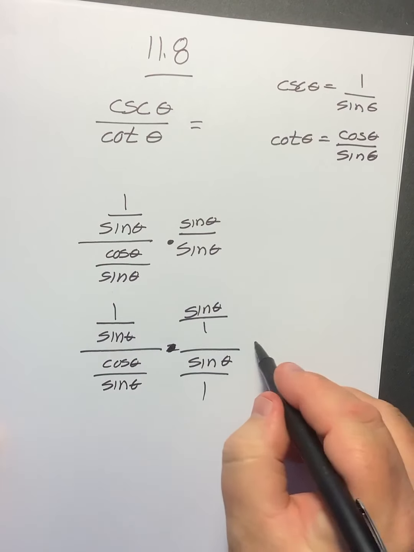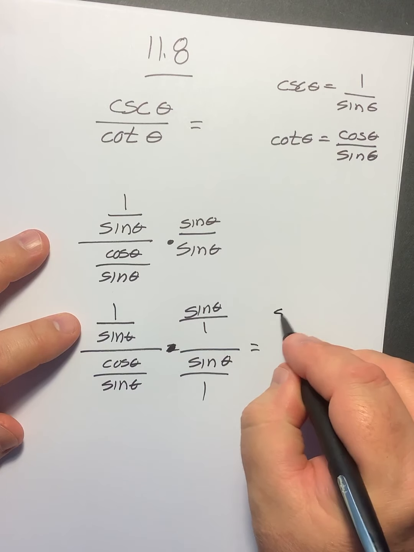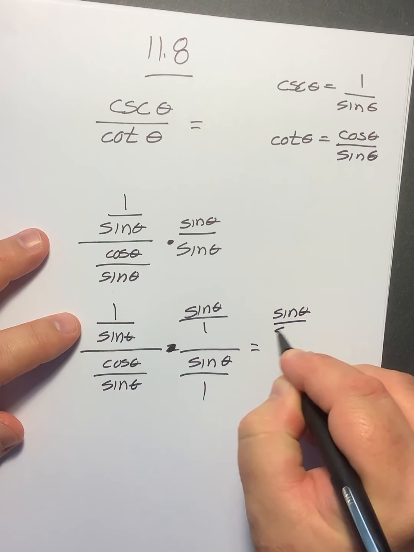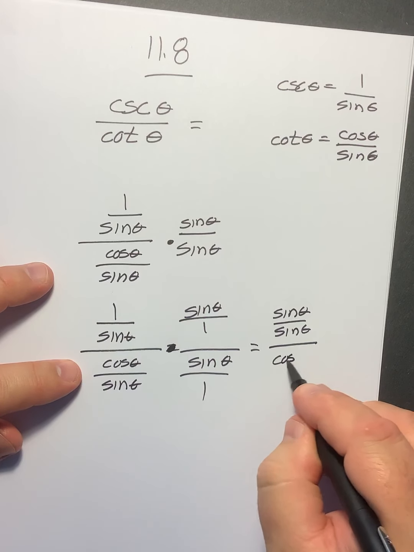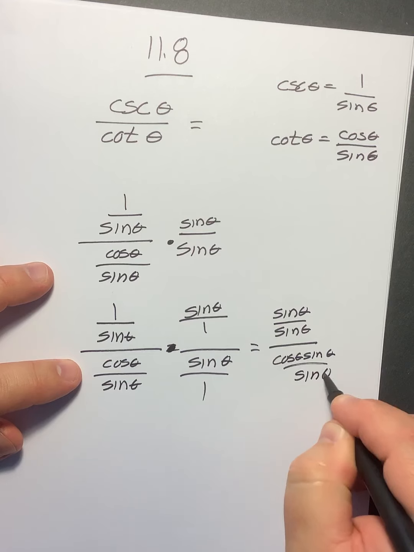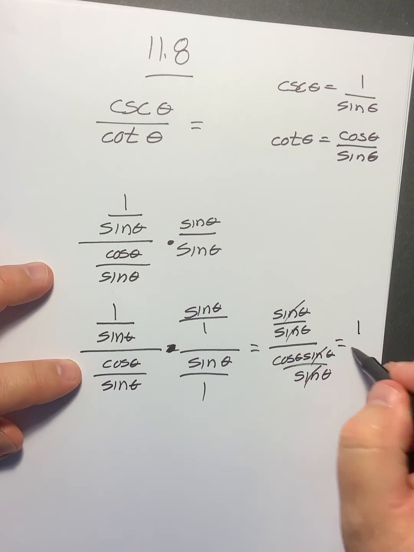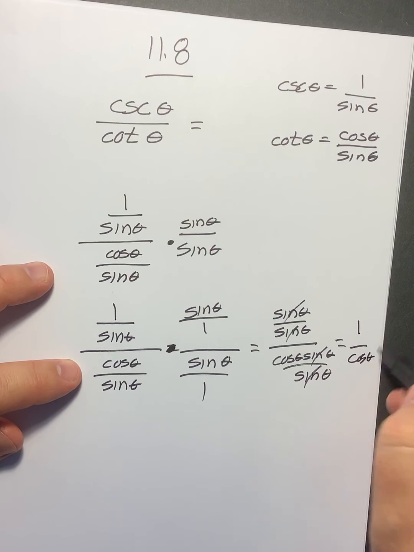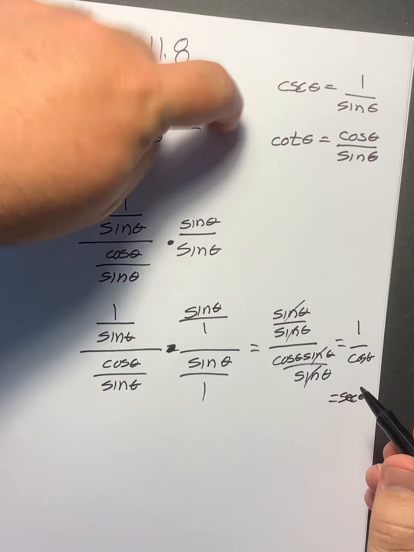Fraction times a fraction. We just multiply across, right? Well, if I multiply across, I get sine theta over sine theta. And this is cosine theta, sine theta over sine theta. And you see all these sine thetas just cancel out, and I'm left with 1 over cosine, which, according to your definition, is the secant, which is on this side.